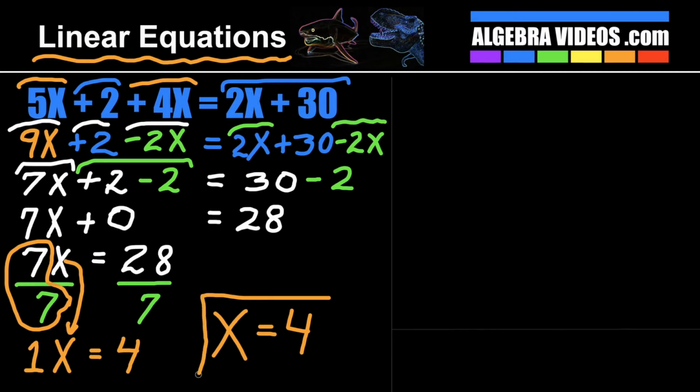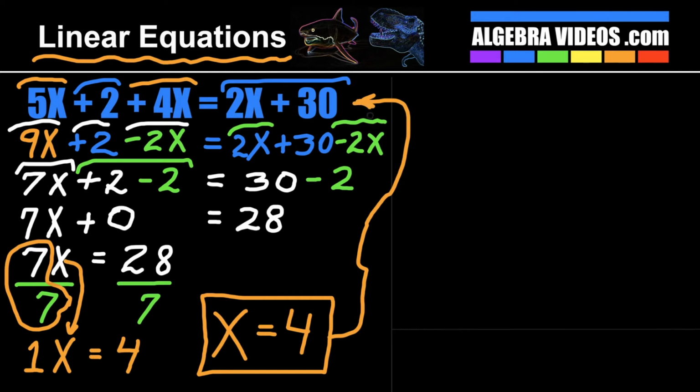And this is the answer. This is all you really have to do on your homework, your quiz, your test, whatever. That is the solution to the problem. However, if you want to be absolutely sure that that's the solution, make sure you didn't make any mistakes, you'll want to plug this solution back into the original equation and see if you get numbers that are equal on both sides. So let's do that.